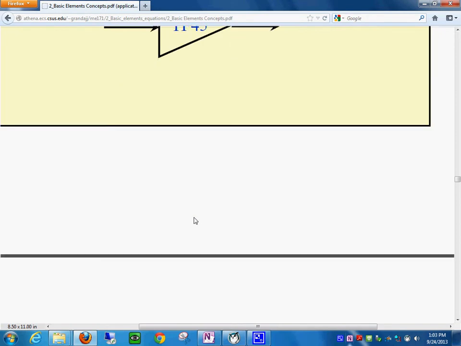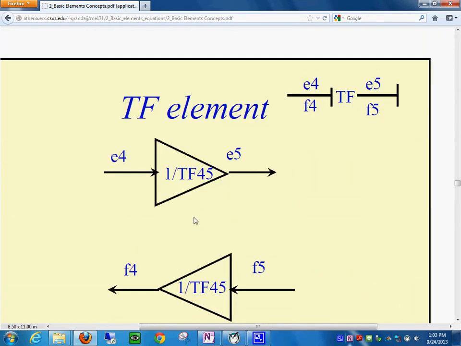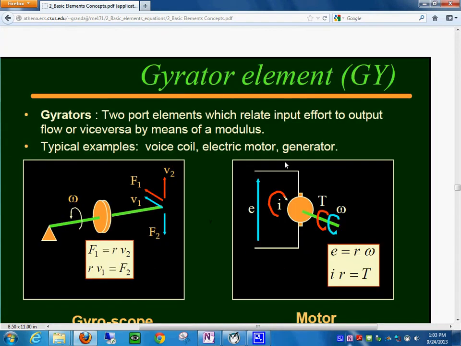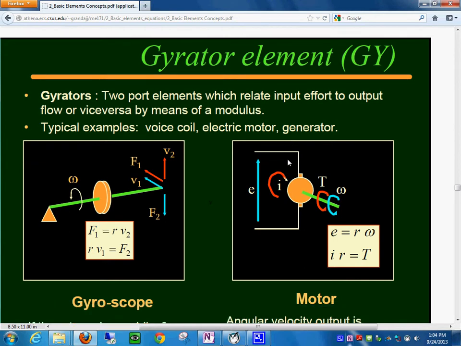And then finally, this is another way of representing the same element, but with the causality on this side. This means E4 multiplied by the modulus produces E5. Okay, and so on. Finally, the gyrator element is the other one that we need to be concerned about.